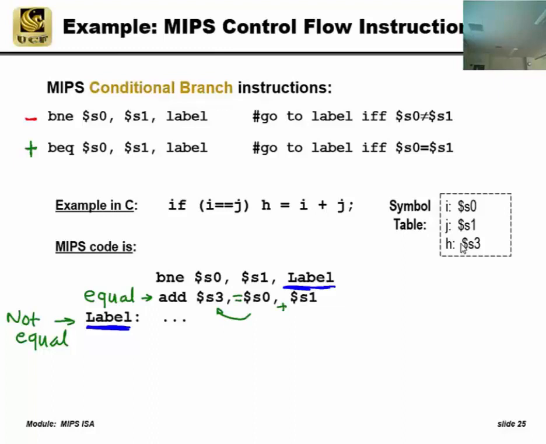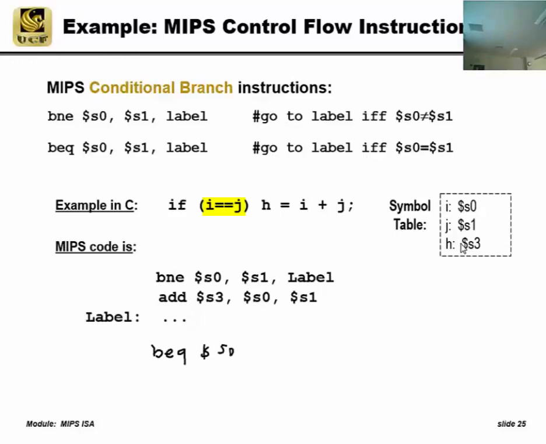So question, why did I test the negative case here, because it says equals, right? So then why did I do not equals? You can do either way, but if you do equals, how would it look? You need to put the add condition under the label? Yes. So here, branch equals S0 comma S1 to label.